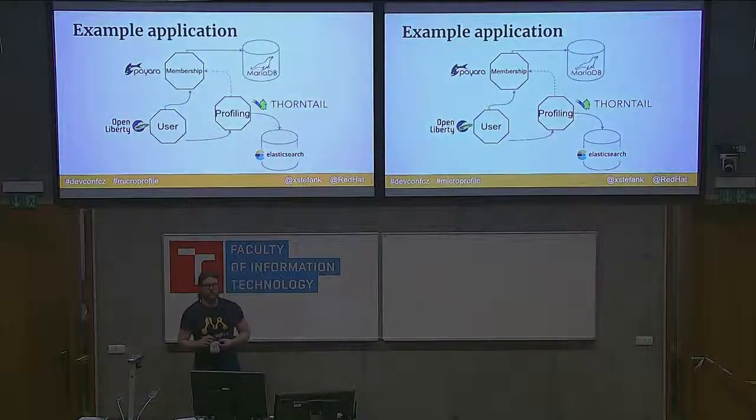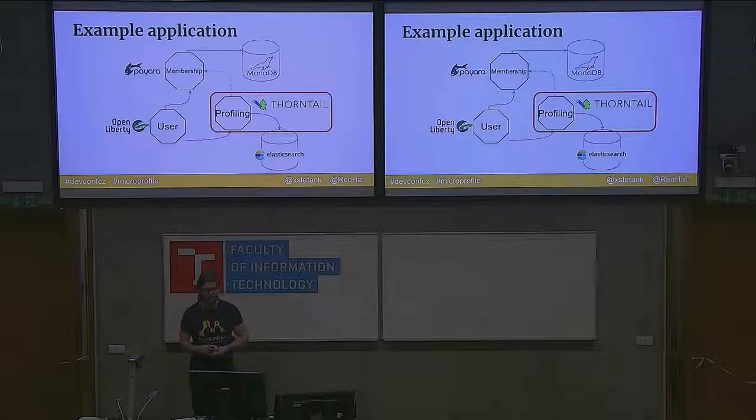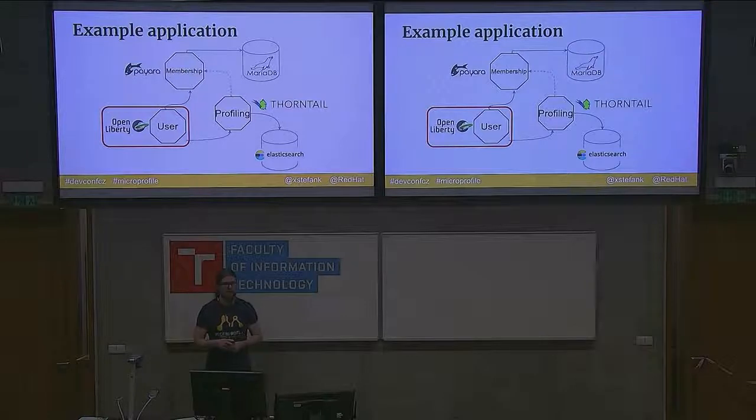What I will try to do in this presentation is to show you each individual specification and give you an idea how you can use it in your Java microservices. For this reason, I created a simple application with 3 services. The first one is profiling, which is based on Thorntail, which is the Red Hat offering of MicroProfile. The second one, membership, is based on Payara Micro. And the third one is based on Open Liberty, which is the offering from IBM.